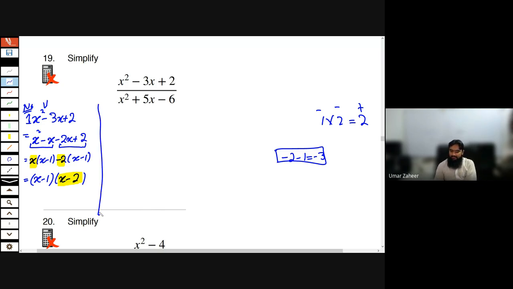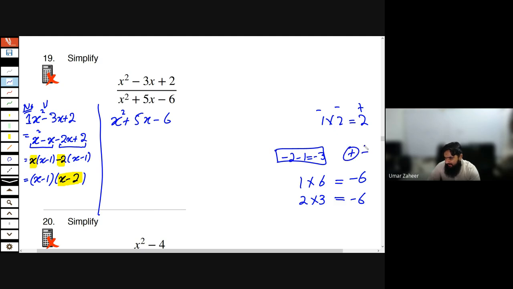We have to factorize the denominator as well. So the denominator is x squared plus 5x minus 6. Minus 6 is the product. The possible factors are 1 multiplied by 6 is 6, 2 multiplied by 3 is 6. We need a negative answer. This means that one term is positive and one term is negative, because negative multiplied by positive, you will get a negative answer.